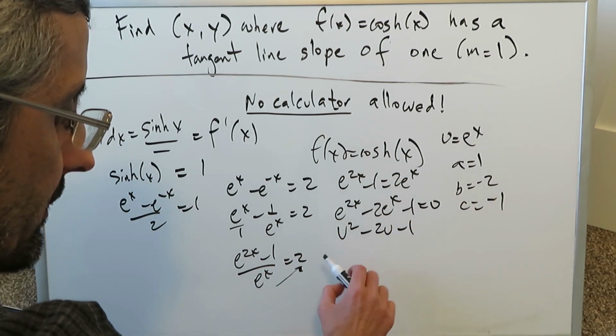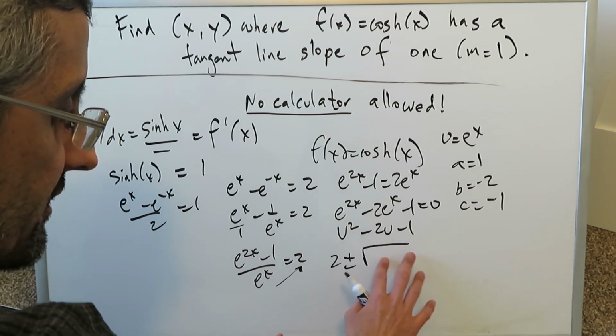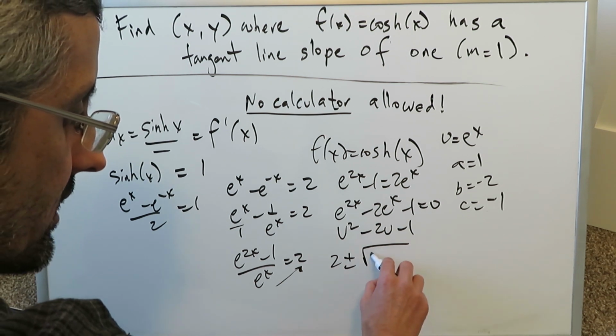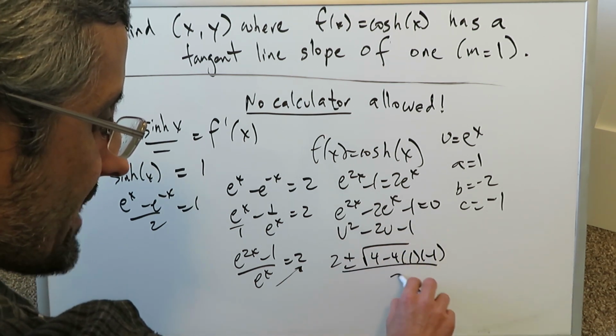Let's put our values into the quadratic formula. Minus 2 is our minus b, so 2, plus or minus the square root of b squared minus 4ac, our discriminant: 4 minus 4 times 1 times minus 1, all divided by 2a.